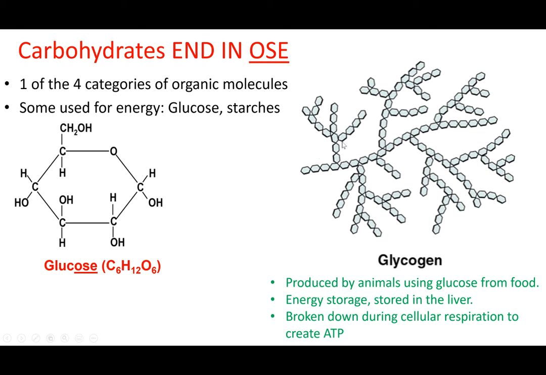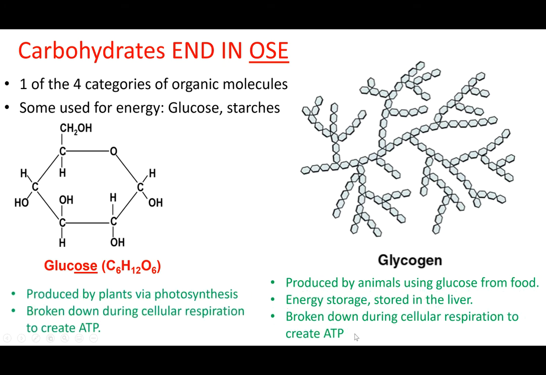Remember, lots of branches, lots of monomers, right? There's energy contained in every single one of those little links between the chain, or between the monomers. And we store this molecule in our liver. We also break it down and use it for energy via cellular respiration. Yeah, we already talked about that.